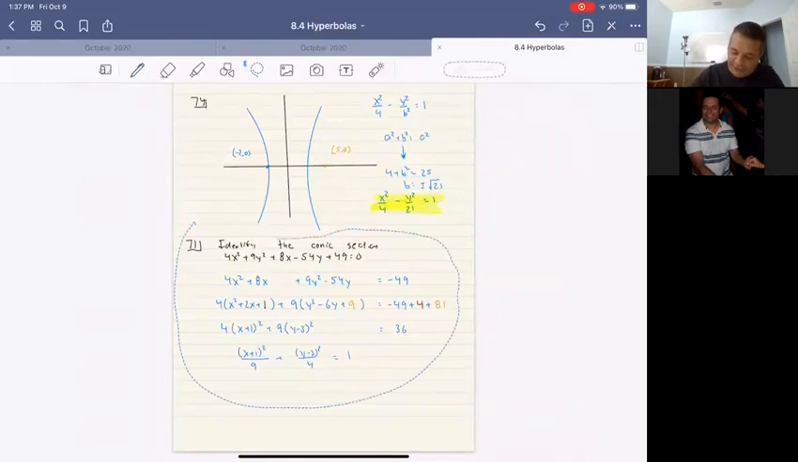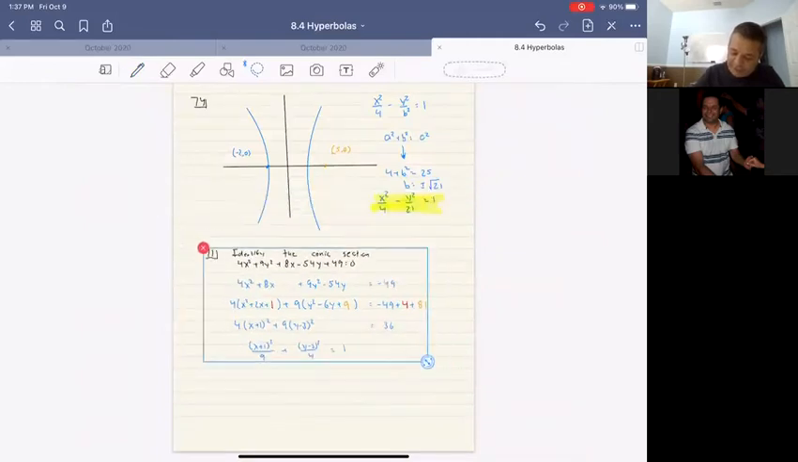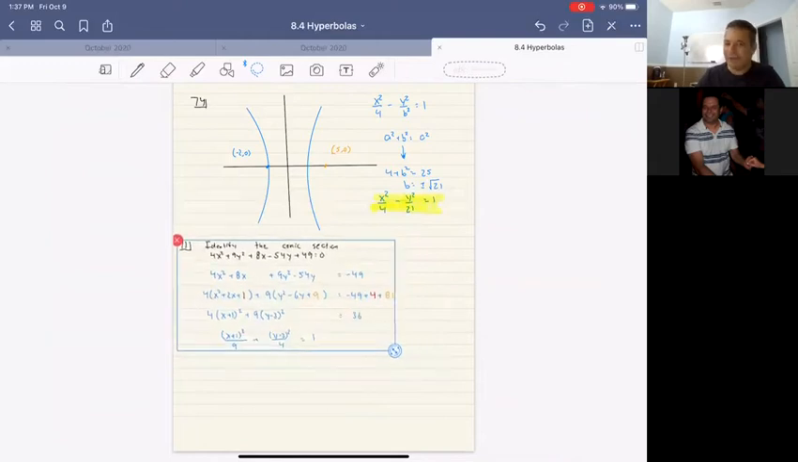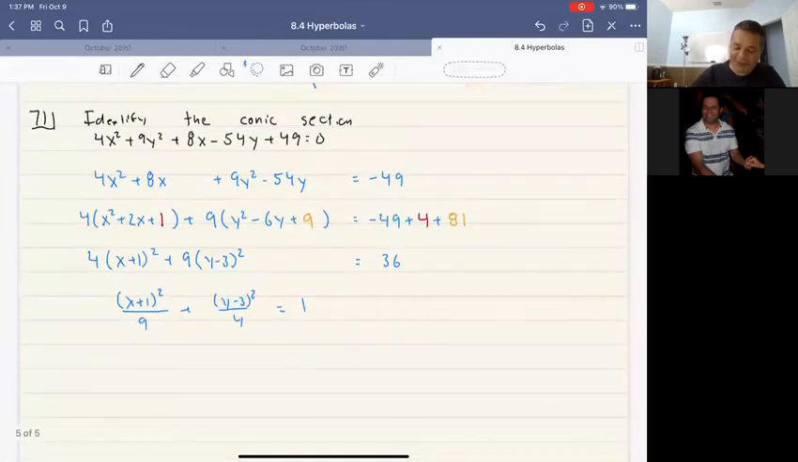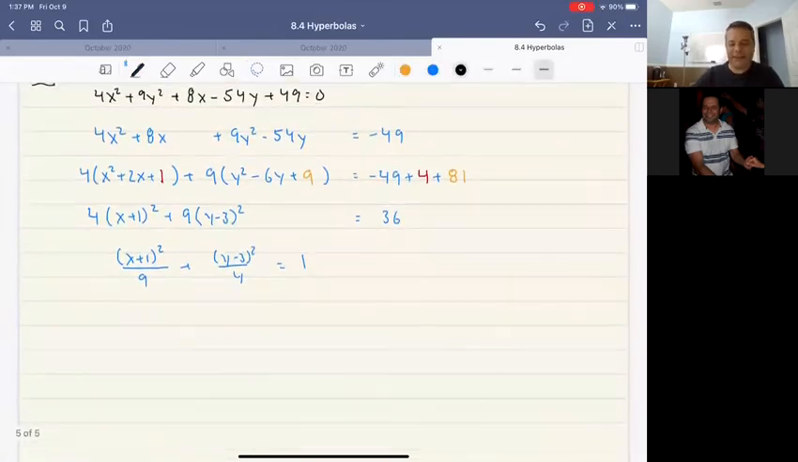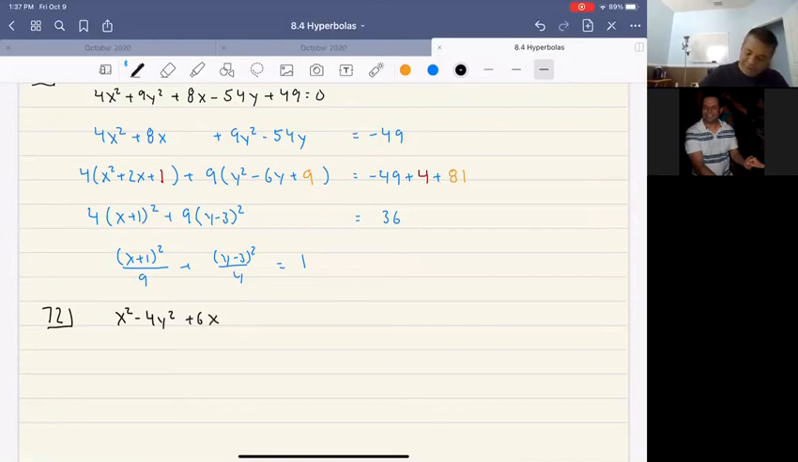72 is very similar, but it's different enough that I'm going to do it. If it was exactly the same, I wouldn't do another problem just like it. So let's take a look at 72. They give us x squared minus 4y squared plus 6x plus 12y equals 1.